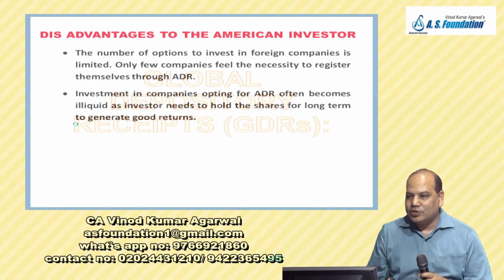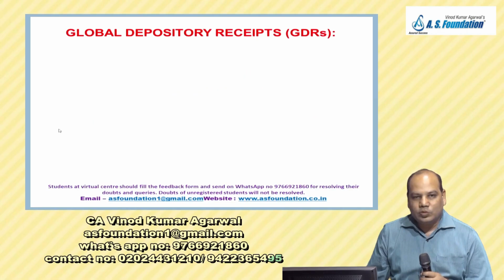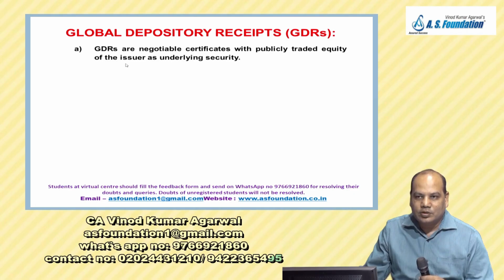Now we'll come to next instrument, which is similar to ADR, but it is issued outside America. So it is called Global Depository Receipt, GDR. So companies which do not want to get themselves listed on American Stock Exchange because of high cost and compliance, then they can issue in European stock exchanges like London or Luxembourg, which are two popular stock exchanges where shares of other countries are listed.